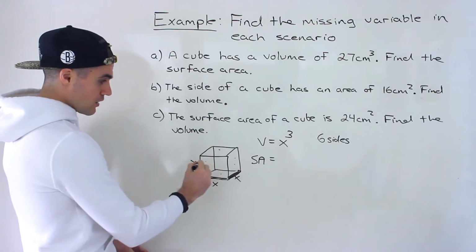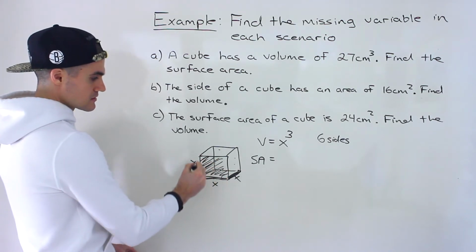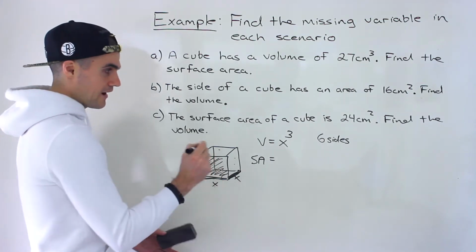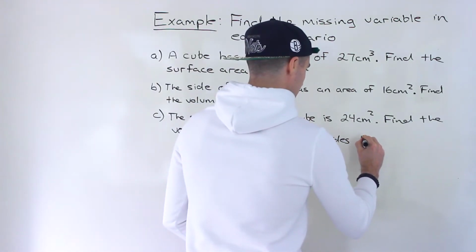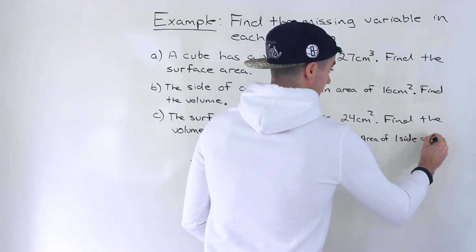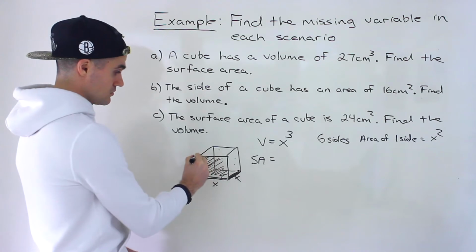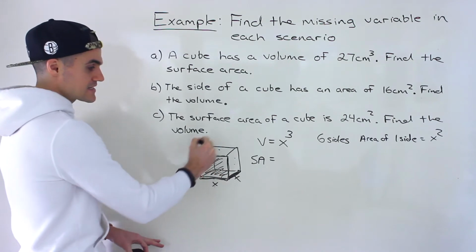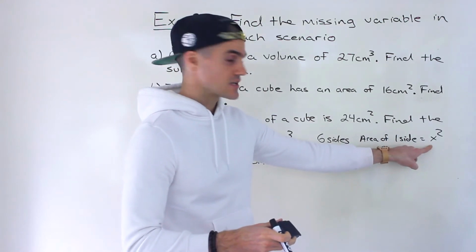So what's the area of one side going to be? For example, if we look at this side in front here, what's the area of this going to be? Well, it's just going to be x times x, right? So let's write that over here. Area of one side is equal to x times x, which is just x squared. Notice that area is two-dimensional, so forget about the rest of the cube, and we're just looking at this square over here. Each side of a cube is a square, so the area of one side, or the area of a square, is just x squared.